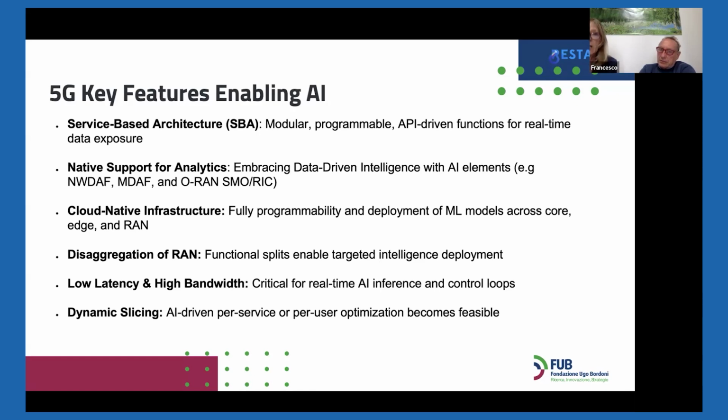And of course, none of the things that we have talked about before will be possible without strong network performance. That means low latency and high bandwidth are really critical and important to enable real-time inference and closed-loop control. Without this performance, the results of the algorithm would arrive maybe too late, and would no longer be effective.